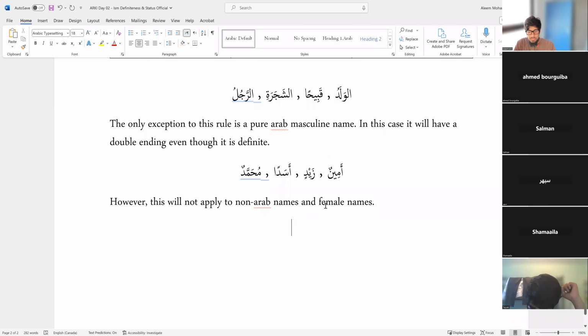An example of this for a non-Arab name would be Ibrahim. See, it's not Ibrahimun, it's Ibrahimu. And for a female name, we have a name like Fatima. See, it's not Fatimatun, it's Fatimatu. Why? Because it is not a pure Arab masculine name.